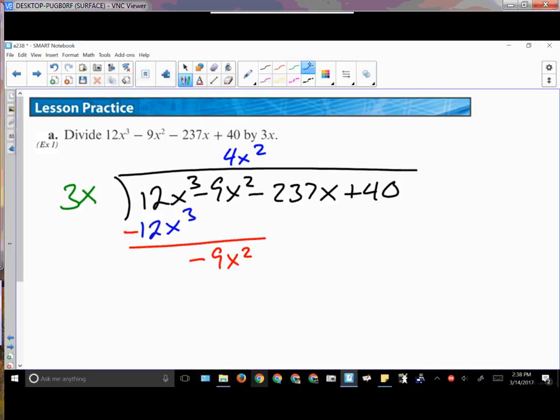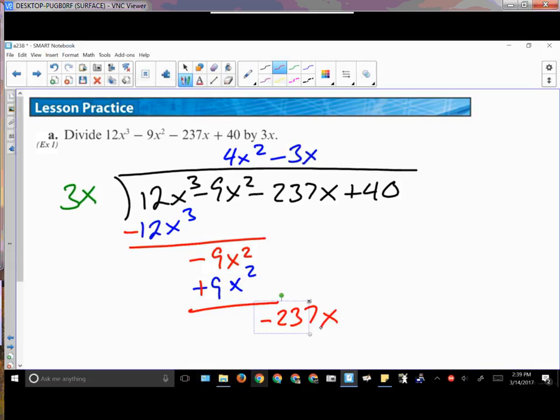Repeat the process. What do I got to multiply 3 by to get to negative 9? Well, that would be a negative 3. And I have to multiply by an x to get to the x squared. Minus 3x. So negative 3 times 3 is negative 9. X times x gives me the x squared. Now, change signs. That disappears.